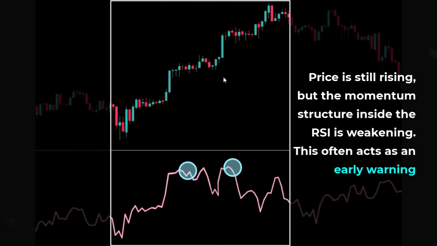Price is still rising, but the momentum structure inside the RSI is weakening. This often acts as an early warning. Many market reversals begin exactly like this. Price still looks strong, but the momentum behind the move is already fading. But the story does not end here. Let's look at another important example.